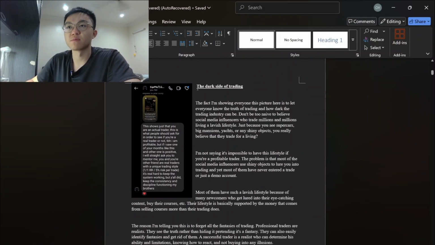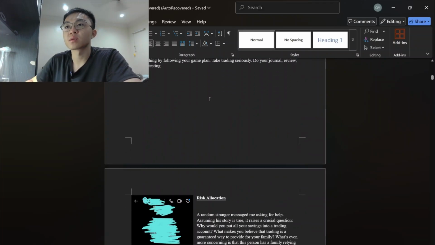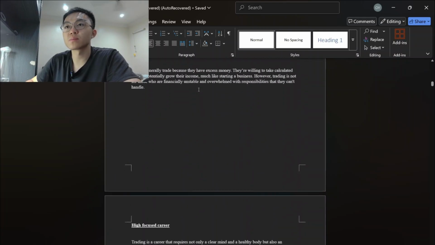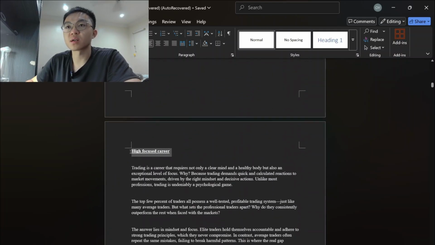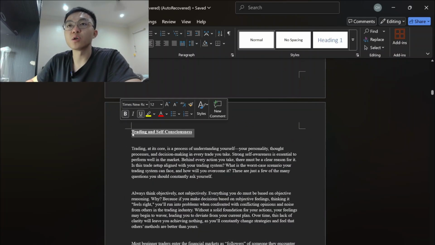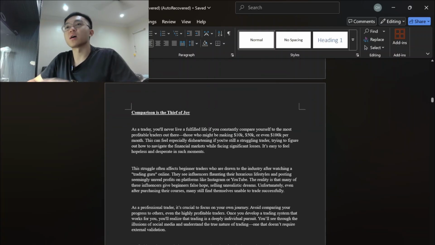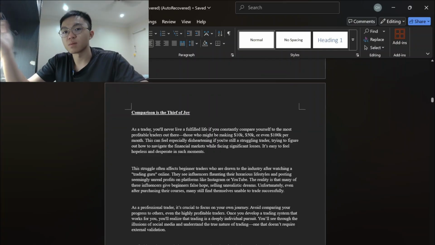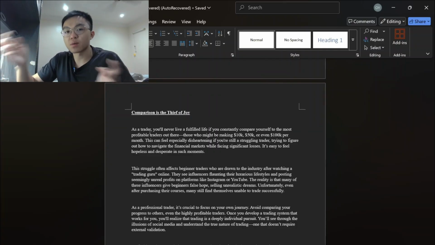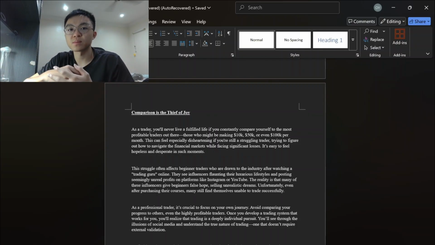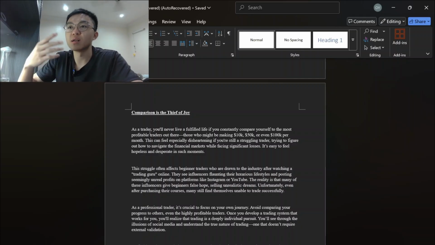And then the dark side of trading, some sharing, and then risk allocation and high focus career. Correlation between trading and self-consciousness. So I write all this on my own, but of course I take some of these ideas from traders online and books, and then I compile it together to make it my own idea. All right, so this is how I learned about how to think like a trader, and I implement it.